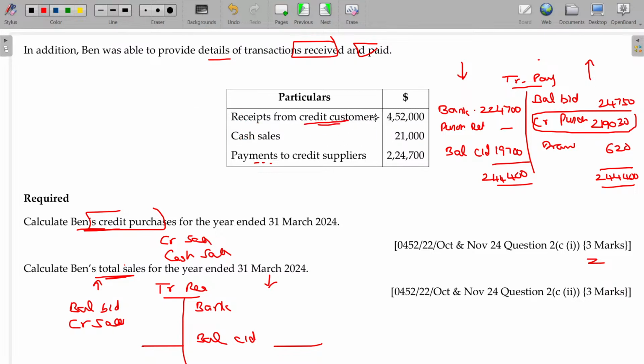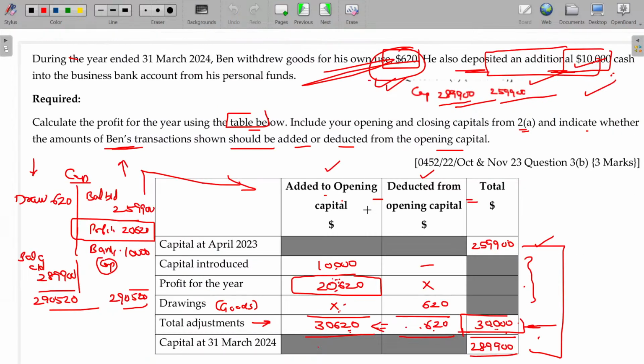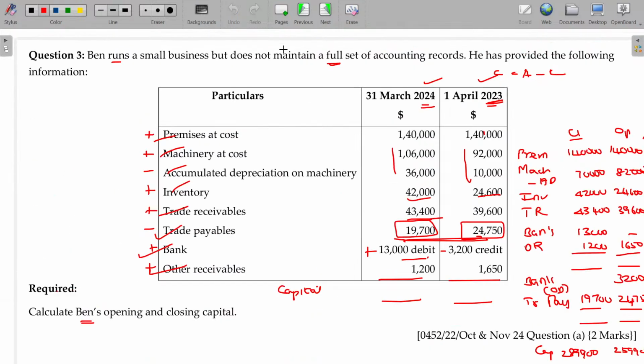Received from credit customers 4,52,000. So, this is the amount received. And cash sales 21,000 here, but it cannot be recorded in trade receivables account. Only credit sales are going to be posted there. Payment to credit supplier is an item of this, I will not record. Do I have any trade receivables in the beginning or end? For that, you can go and refer the particulars here.